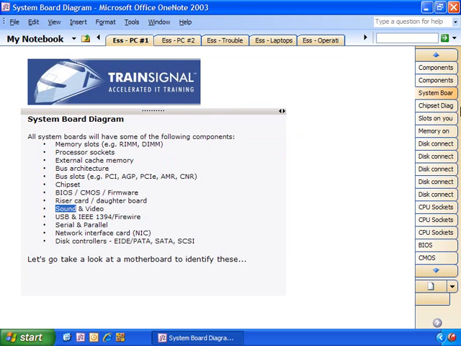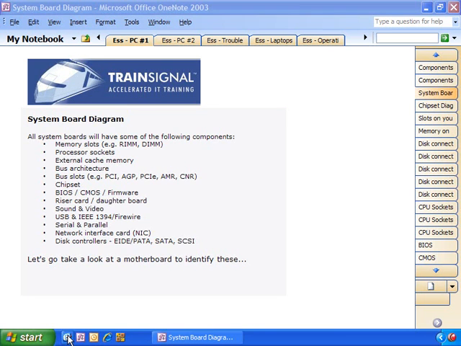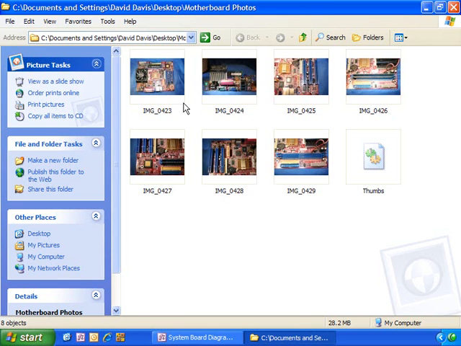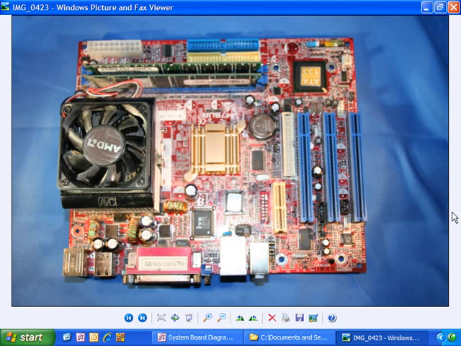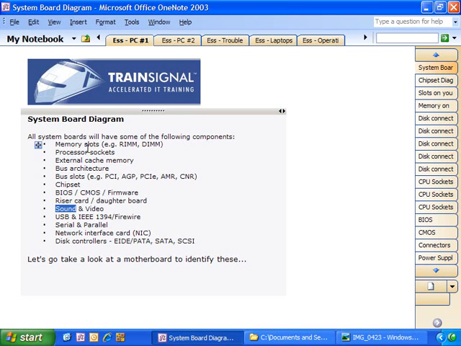All right, so now let's take a look at our system board diagram, and let's try to identify some of these important motherboard components. So I'm going to change over here to our motherboard diagram. So we have this diagram, and now let's try to identify some of these components. Let's start at the top of this list. So there's memory slots and processor sockets.